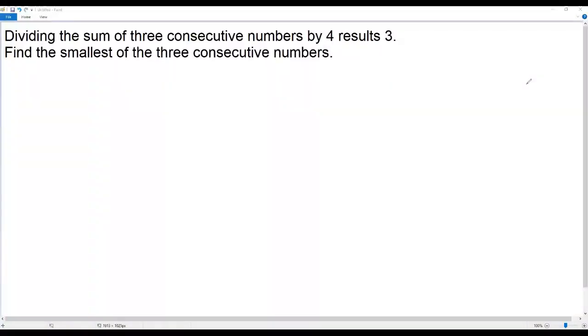Here we have a word problem on simple equation. Okay, let's go with the question. Dividing the sum of three consecutive numbers by 4 results 3. Find the smallest of the three consecutive numbers.